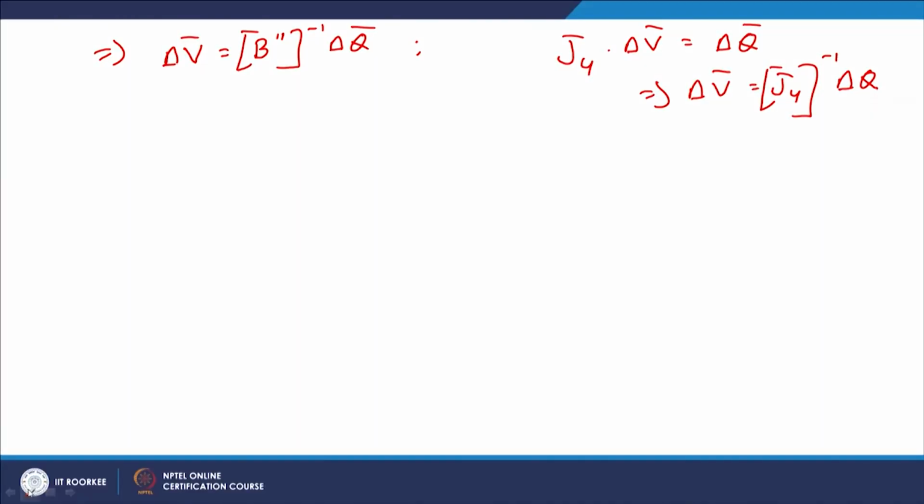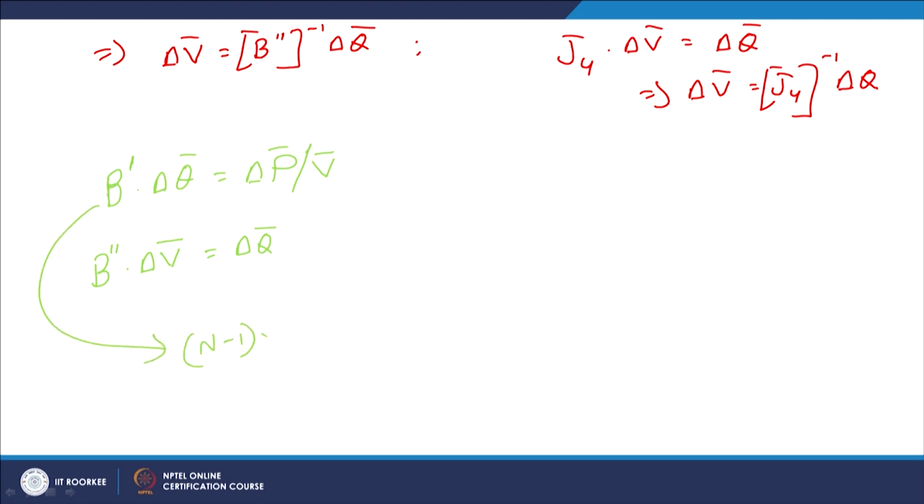So, we write the final equations. The final equations are that B dash into delta theta is equal to delta P by V vector, and B double dash into delta V is equal to delta Q by V vector. B dash matrix has got a size of n minus 1 cross n minus 1, B double dash matrix has got a size of n minus m cross n minus m, but both these matrices are constant matrices.